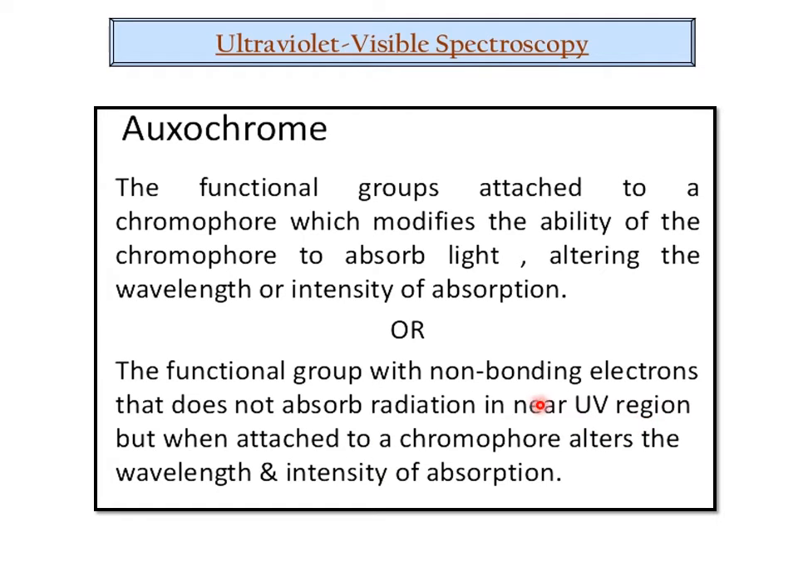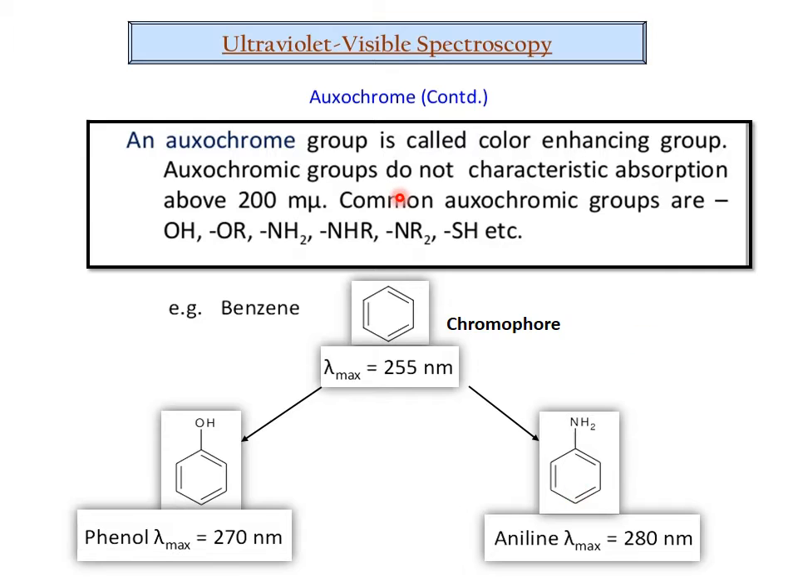But when this non-bonding electron group is attached to a chromophore, what happens? It alters the wavelength and also the intensity of the absorption. So auxochrome means a color enhancing group. Last time we discussed that auxochromes do not carry absorption above 200 nanometers. Common auxochrome groups are OH, OR, NH2, secondary and tertiary amines, and thiol groups.